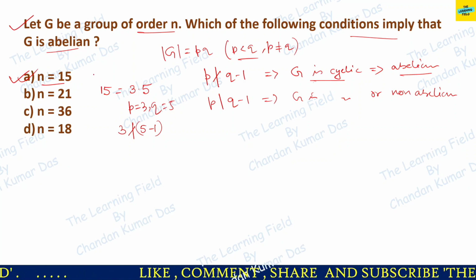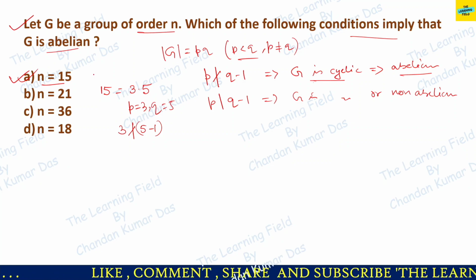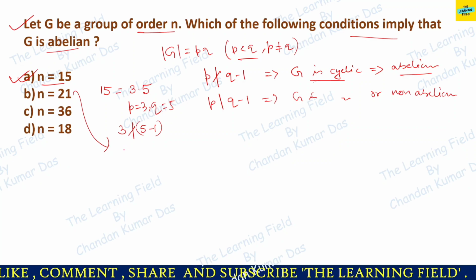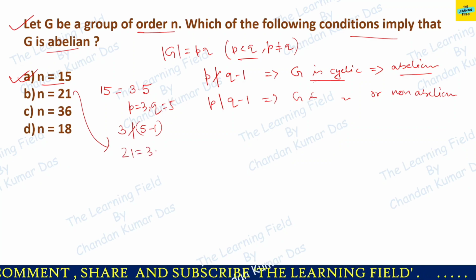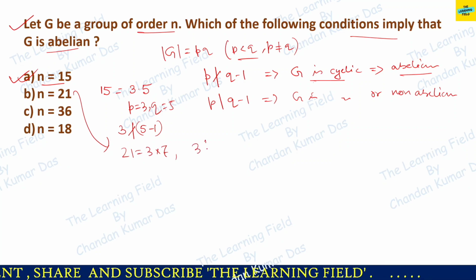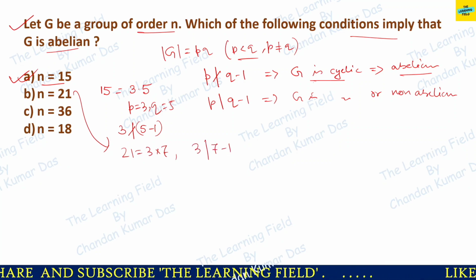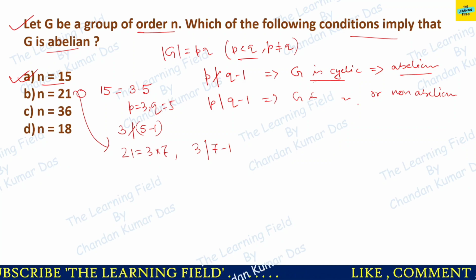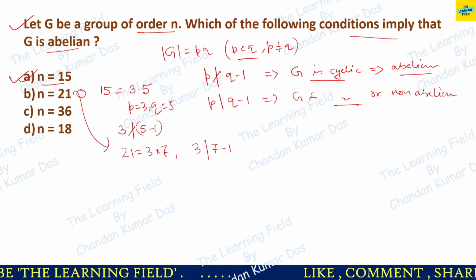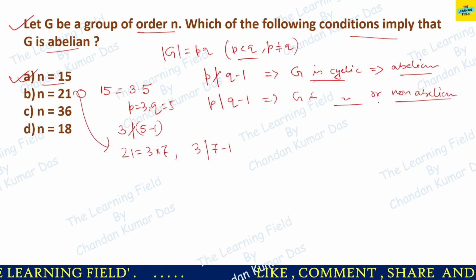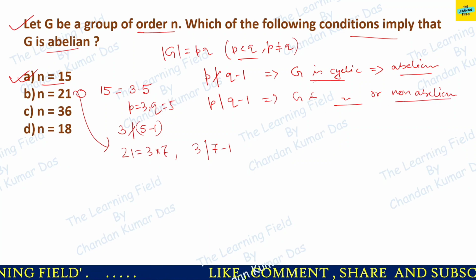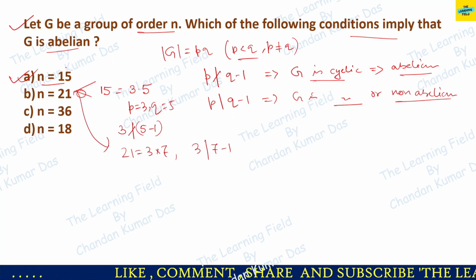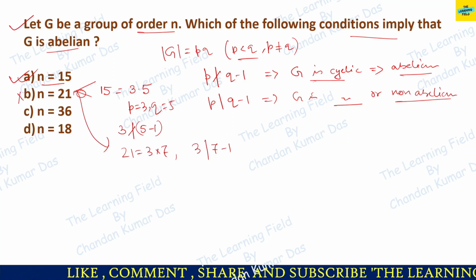This is a very easy question, but if you want to check, you can check for 21 equal to 3 into 7, and 3 divides 7 minus 1. So the group of order 21 can be cyclic. If cyclic, then it implies abelian. If non-abelian, then it is not abelian. So two cases can occur here, so it cannot be guaranteed, since here it says it must be abelian. Okay, so this is not possible.